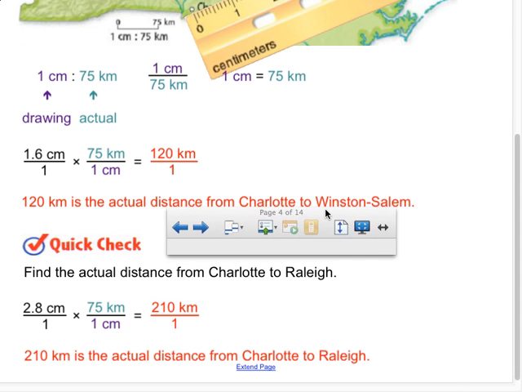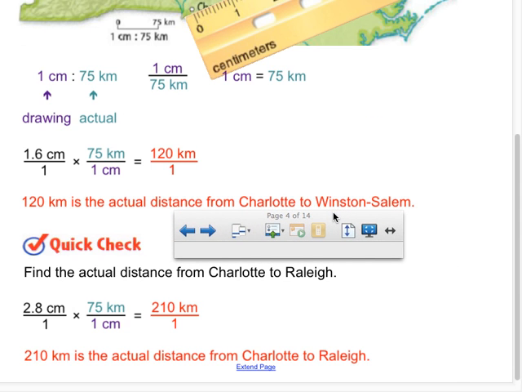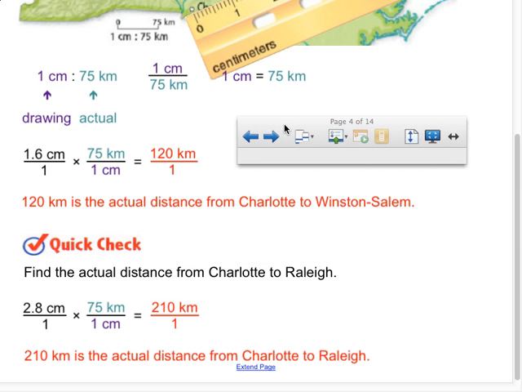Okay. Any questions about these two examples? Because when you multiply 2 and 8/10 times 75, you get 210 back. Okay, so maybe you didn't carry or something. Double check your work though. Carter? Okay, did you guys figure out where the mistake was? Okay.